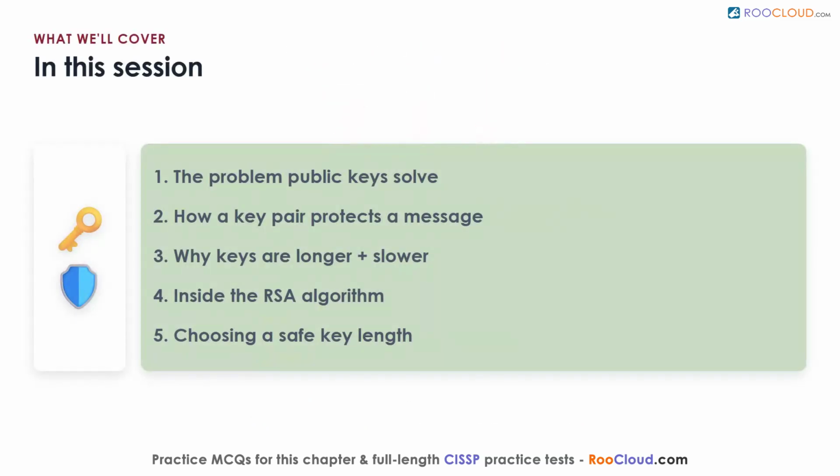In this session, we'll build a working picture of asymmetric cryptography. We'll answer several questions. What problem does public key cryptography actually solve? How does a key pair protect a message? Why are these systems slower and their keys longer? How does the RSA algorithm work under the hood? And how do you choose a key length that stays safe over time?